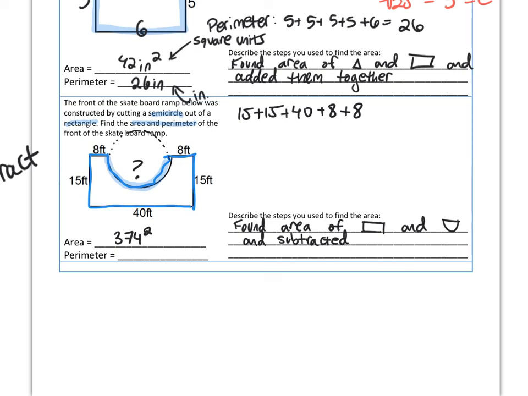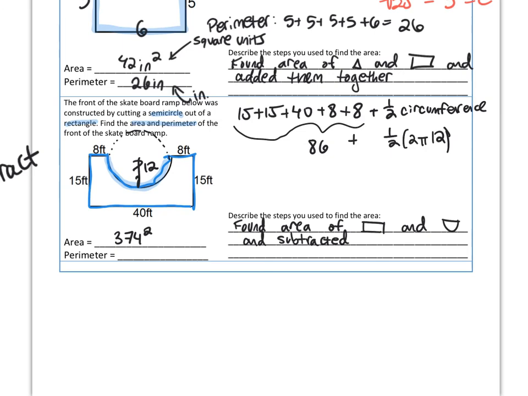I already know my radius. Remember, we said that this has a radius of 12. So the length of the semicircle is half of the circumference, so that means it's 1/2 times 2 pi r, and r is 12. Adding everything else together, I get 86 plus 12 pi, which is equal approximately to 123.7 feet.